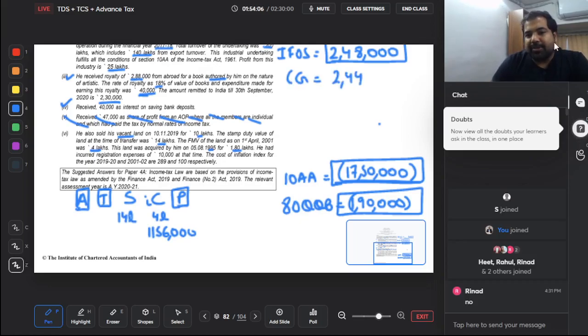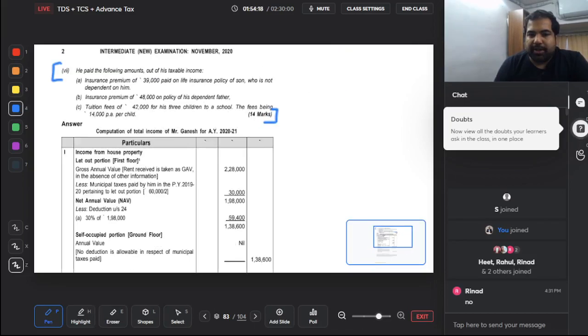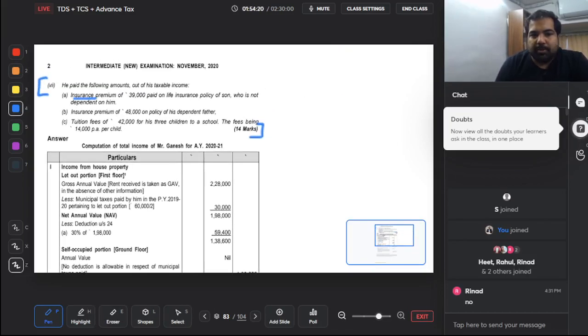But guys, this one is going to create a problem for my tax calculation because this one is at the rate of 20% only. Never mind guys, this is it. There are some more deductions. Let's check that. Insurance premium 39,000 paid on life insurance of his son. Can we take that? Yes.